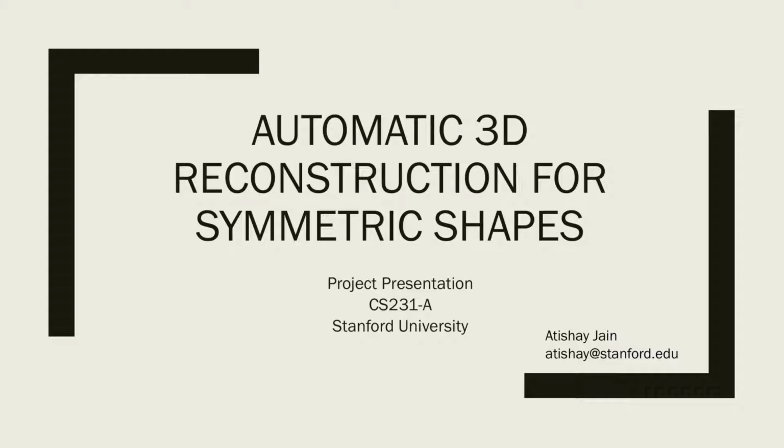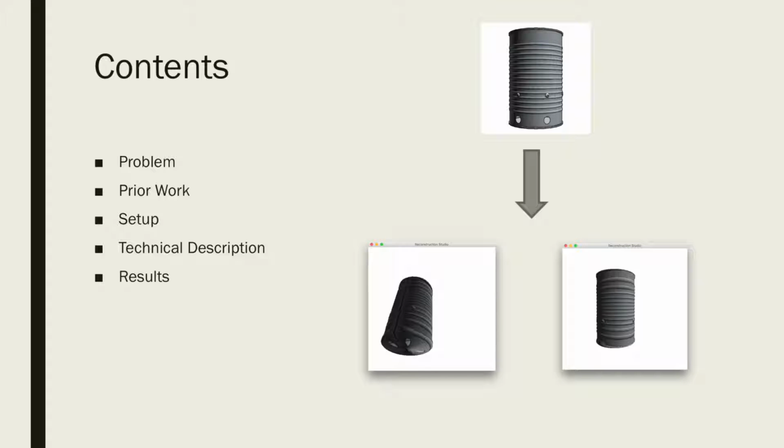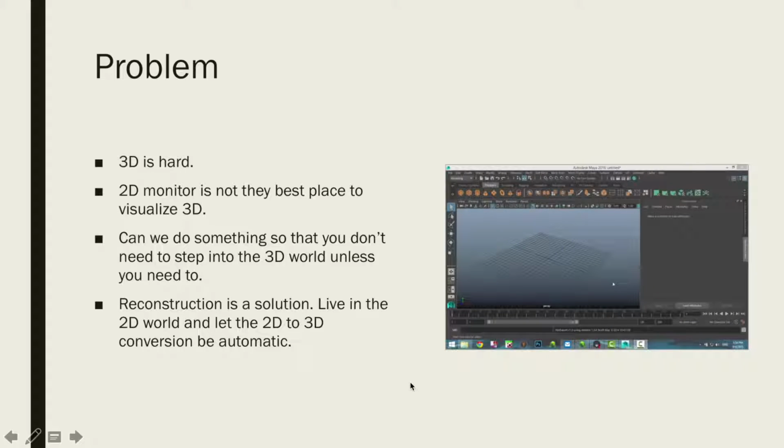I am doing a fully automatic 3D reconstruction for some symmetric shapes. Here is what I'm going to discuss. I'll discuss the problem, some solutions, my setup, the insights of my setup, and the results. So let's discuss the problem.